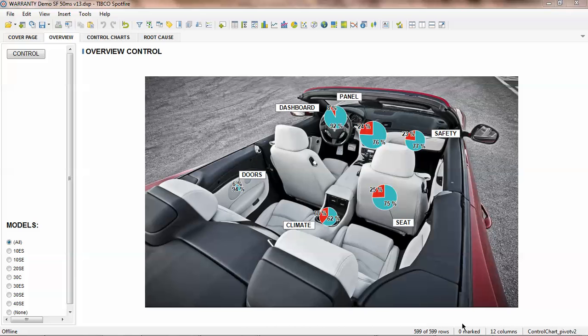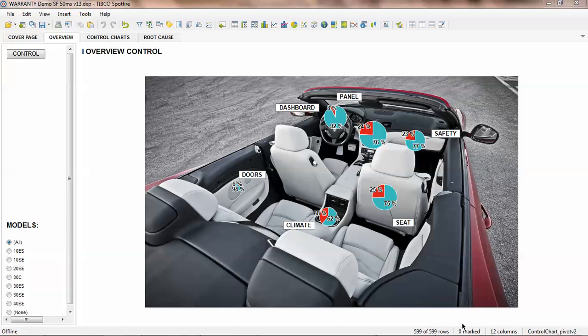On the opening screen here we have a bitmap image of a car, and we've overlaid onto that some pie charts showing the level of warranty claims for different areas of the car, such as the dashboard, the safety system, and so on and so forth. The size of the pie chart represents the overall volume of warranty claims.